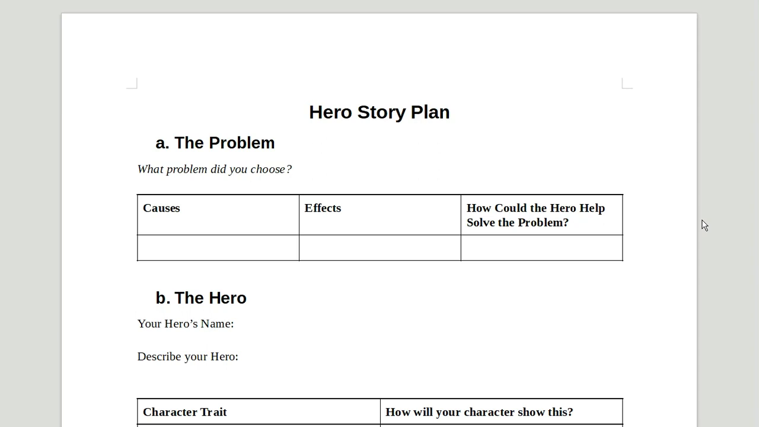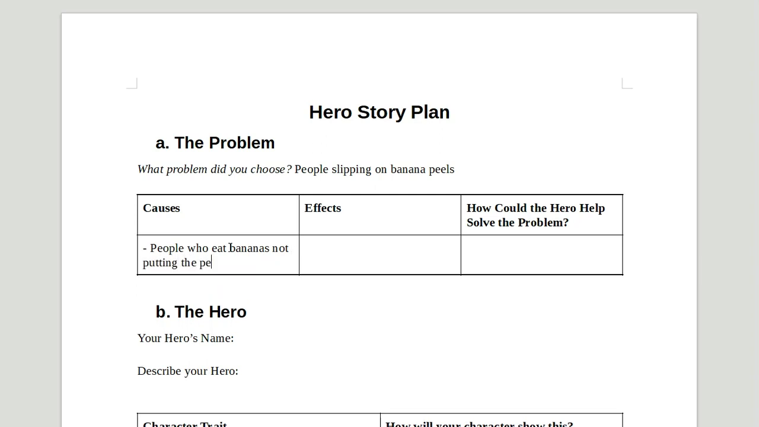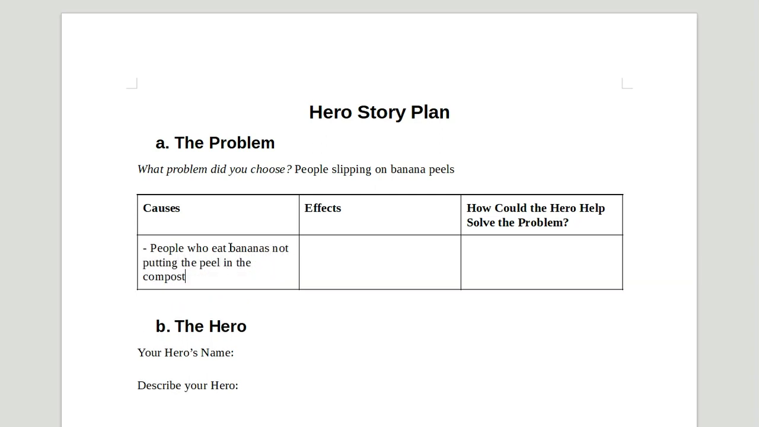I'm looking at my hero story plan here, and the first thing it asks is about the problem. What problem did you choose? And so my problem is people slipping on banana peels. So, what's the cause of it? People who eat bananas not putting the peel in the compost. The effect is, of course, someone could slip on it and crack their head open on the sidewalk.